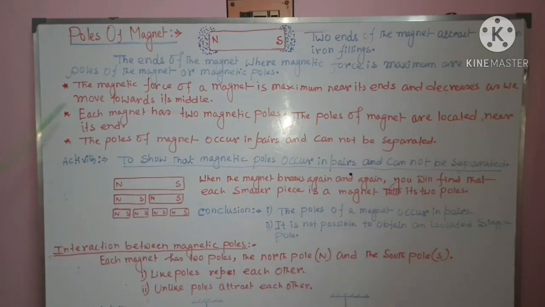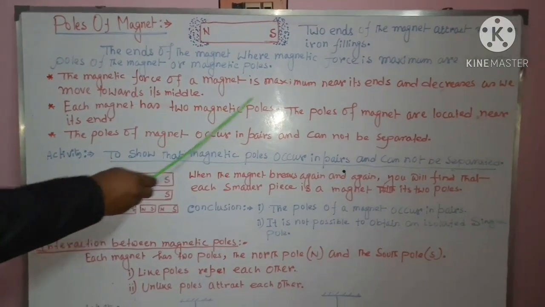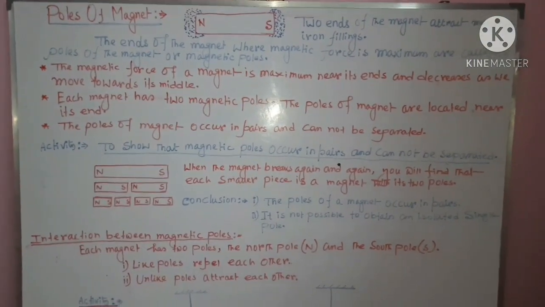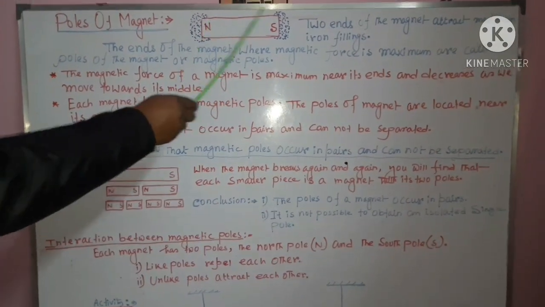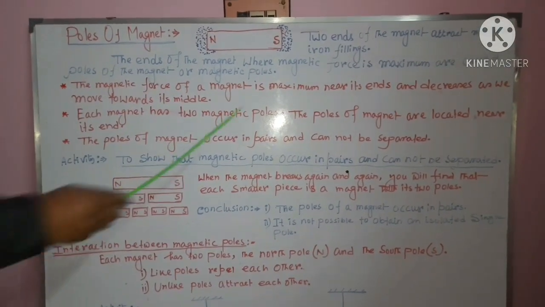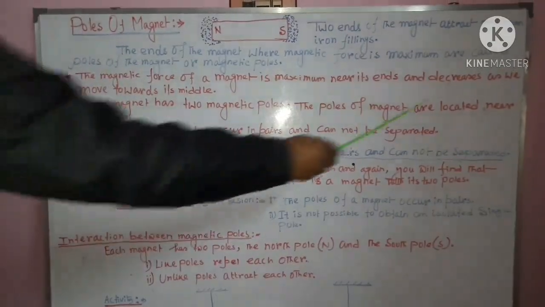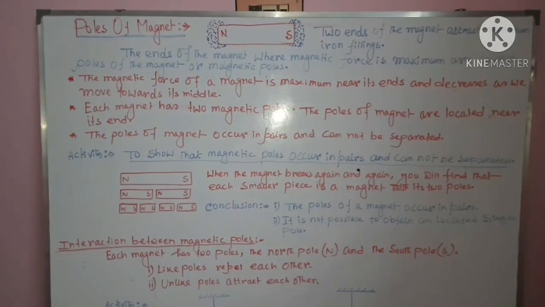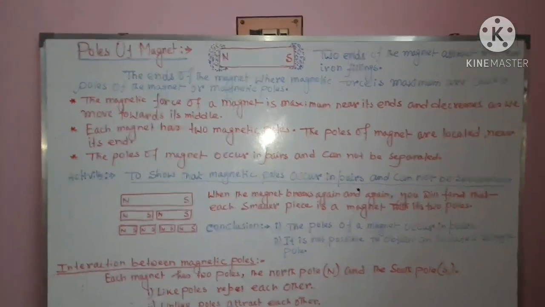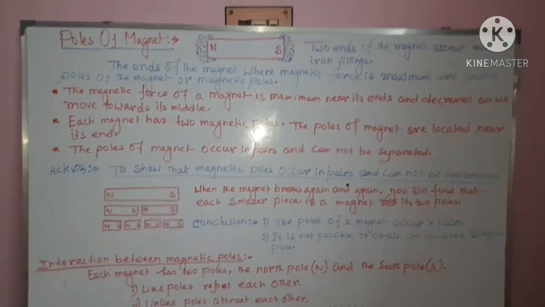Number 2, each magnet has two magnetic poles, namely North Pole and South Pole. The poles of the magnet are located near the end, means the poles of the magnet are located near the end of a magnet.